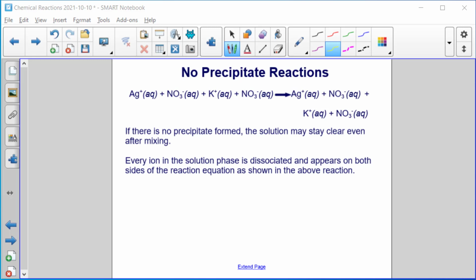Okay, what about these no precipitate reactions? So we've seen these no reaction examples before. We had silver and nitrate and potassium and nitrate. Those are all soluble ions, right? So no precipitate will form. So when that happens, the solution might stay clear even after mixing. Every ion in the solution phase is dissociated and appears on both sides of the reaction equation as shown above.